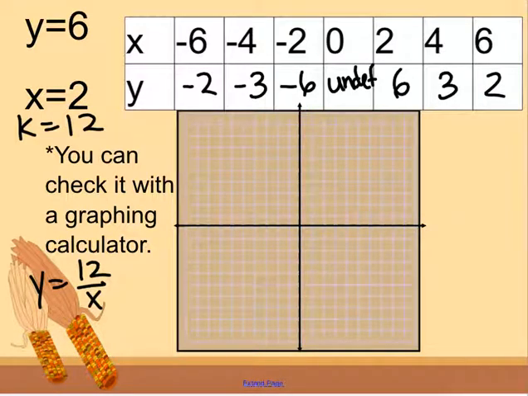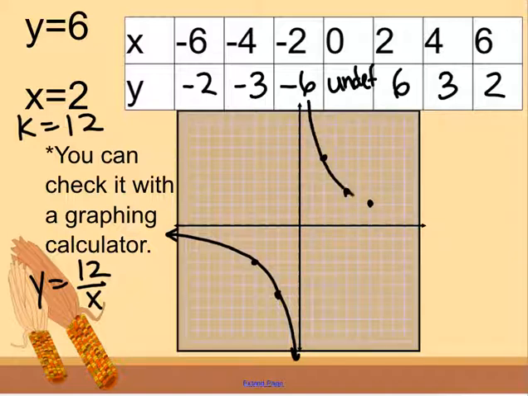So we plot these and we get negative 6, negative 2, negative 4, negative 3, negative 2, negative 6. So we're going to have this curve. And then we're going to have a very similar one in the first quadrant. 2, 6, 4, 3, and 6, 2. So very similar curve. And of course we have lots more options.